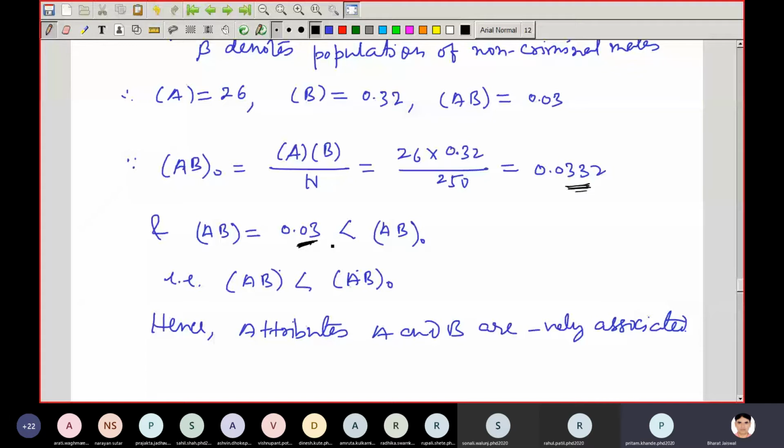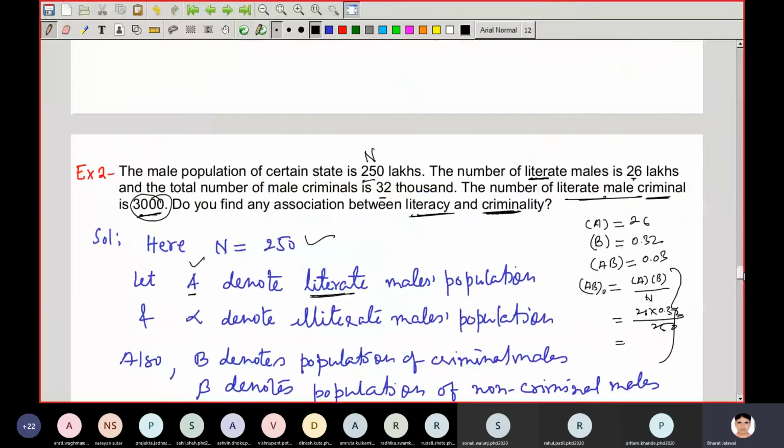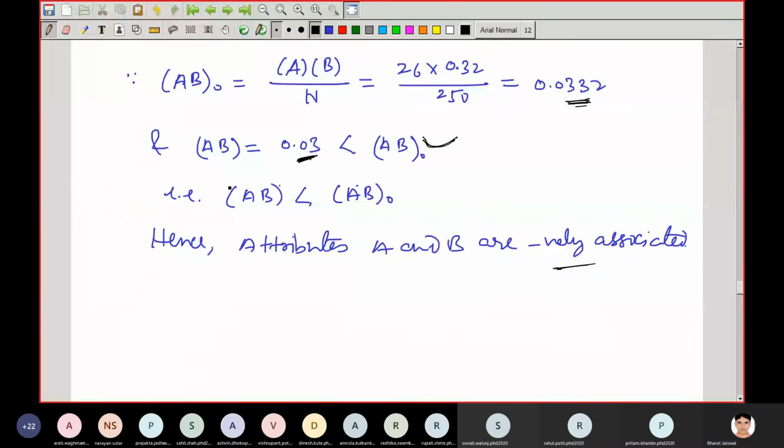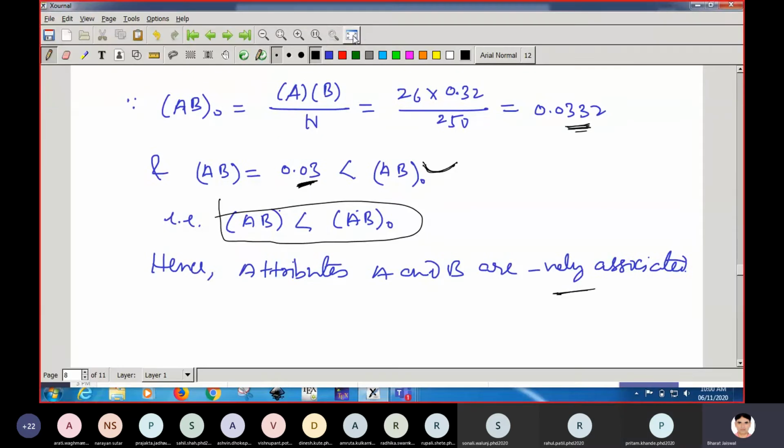So AB is greater. It means they will be negatively correlated, both of them. Why? What type of association is there between criminality and literacy? They are negatively correlated. If AB is less than A times B over N, then they are negatively correlated.